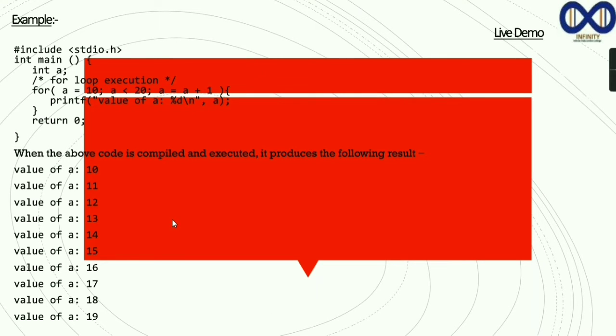So this is the example. You can see a very small example here, with int main. Coming to the for loop, the condition is a less than 20, with a plus 1, so the value of a keeps being processed again and again until the last value. What is the last value? Since a is less than 20, the last value is 19.